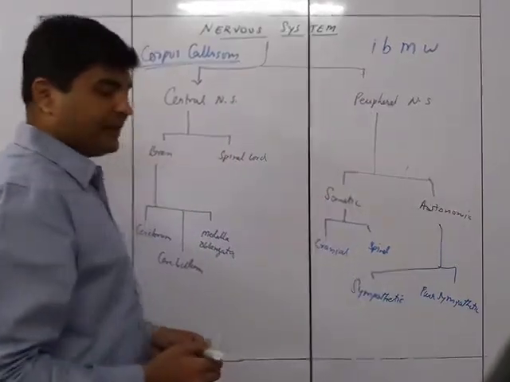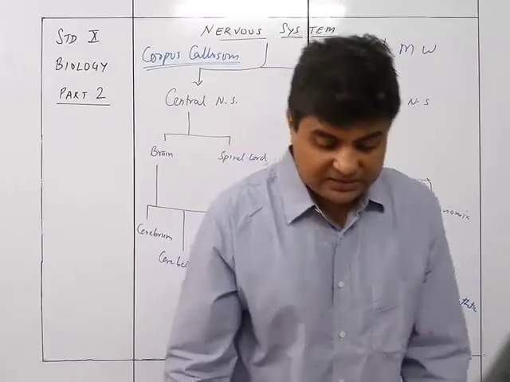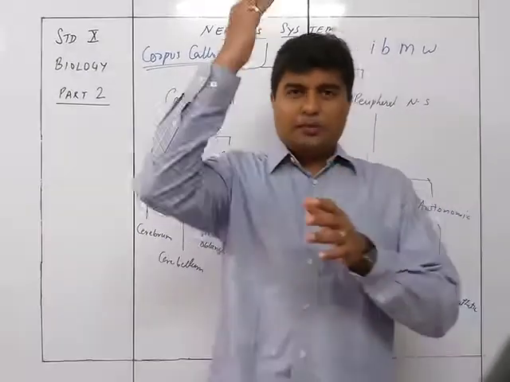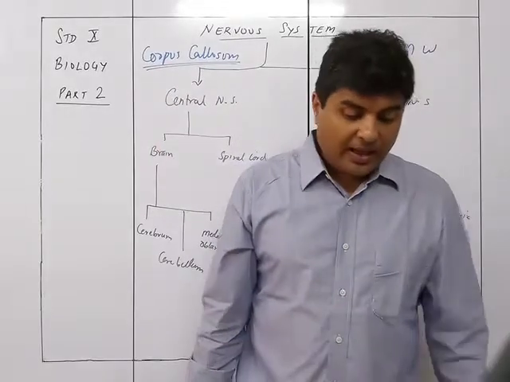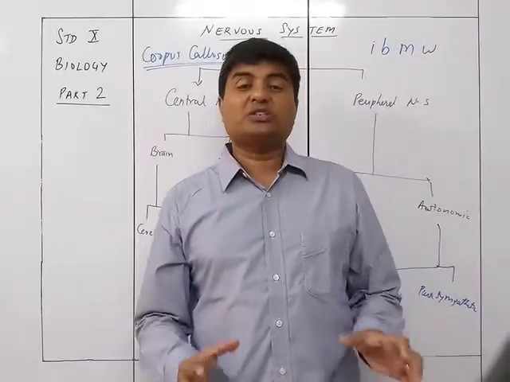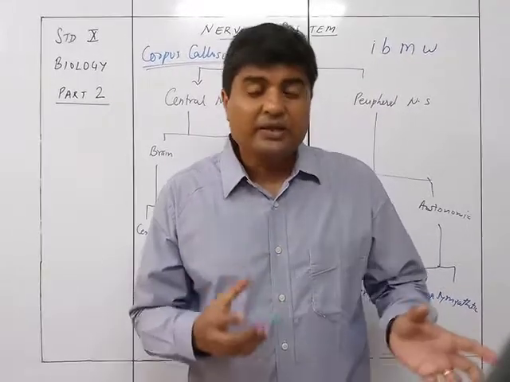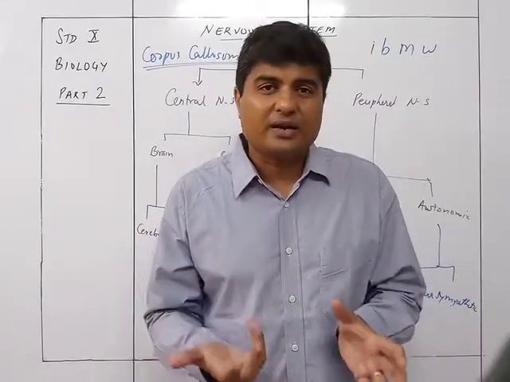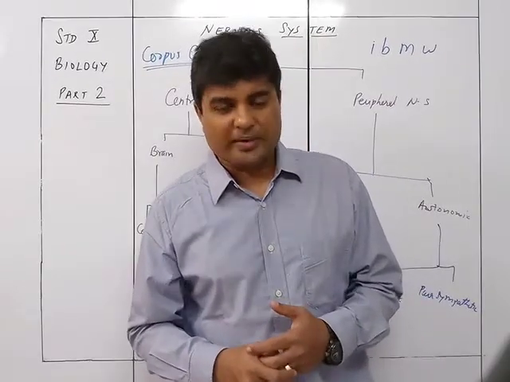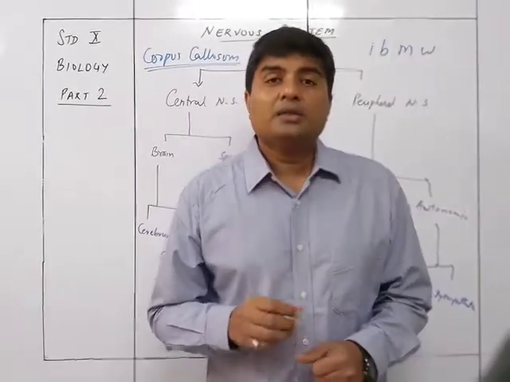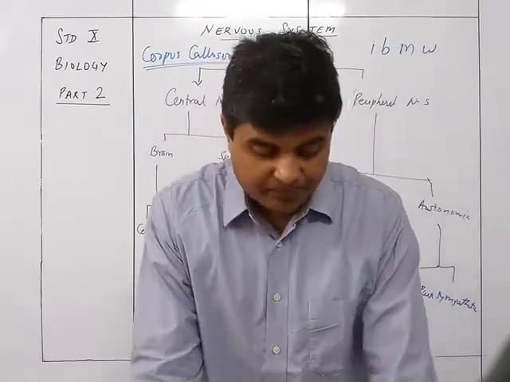Okay, sympathetic and parasympathetic. So the ANS, that is the autonomic nervous system, is there on both sides of the backbone. This system controls the involuntary actions of the internal organs. All the involuntary actions of the internal organs are going to be controlled by this autonomic nervous system, and it is divided into 2 parts: the sympathetic and the parasympathetic.